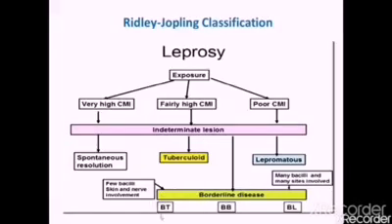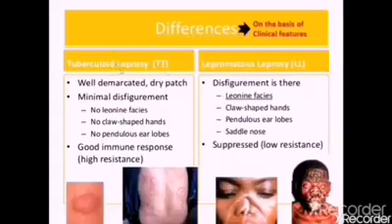You can see the first one is borderline tuberculoid leprosy, which has features more of the tuberculoid form. Then is borderline lepromatous leprosy, which has features more of lepromatous leprosy. And then in the center is borderline. It has features of both tuberculoid and lepromatous leprosy. For us, tuberculoid leprosy and lepromatous leprosy are important, and we will discuss differences between these two main forms of leprosy on the basis of clinical features.